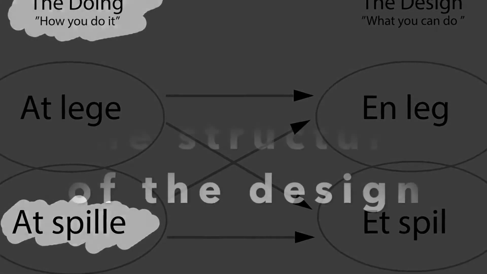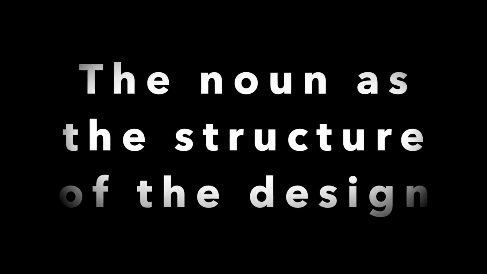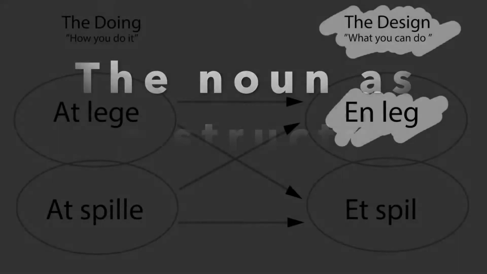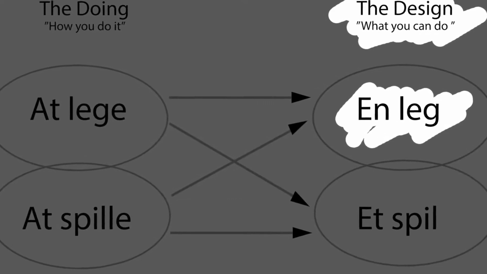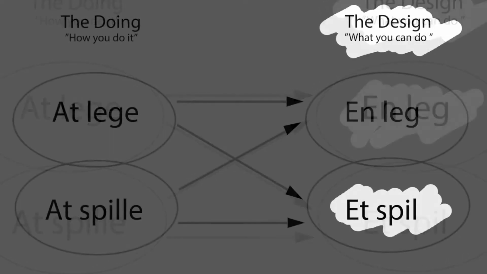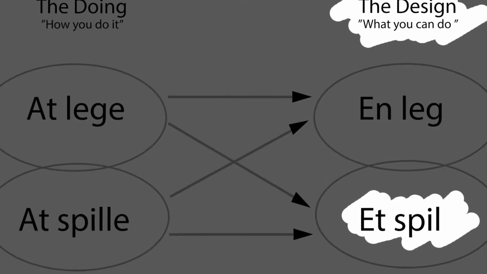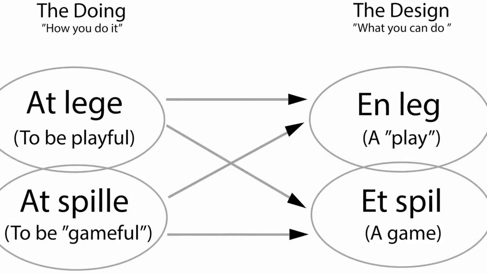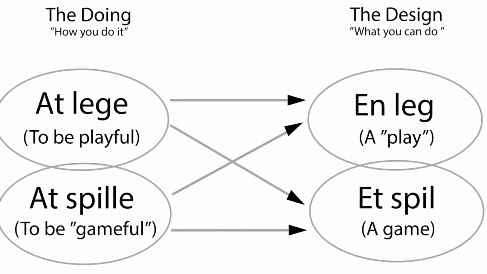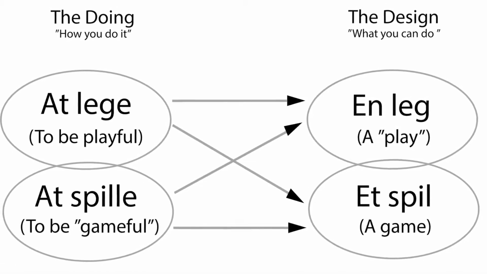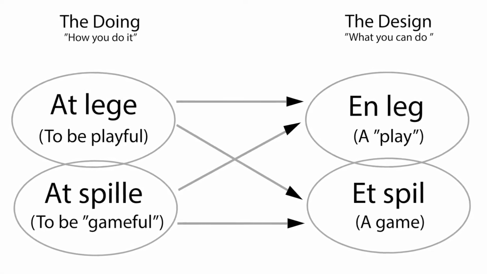The corresponding nouns provide 2 ways of understanding a game, which we refer to as the structure of the design. The 2 nouns are en leg, best translated as a play, but not the theatre play. And then we have et spil, which is close to the English a game. This illustration shows the relationships between the words. In this presentation, I will explain these 4 perspectives related to bodily play experiences and subsequently go through 4 strategies on how to facilitate these in the design.